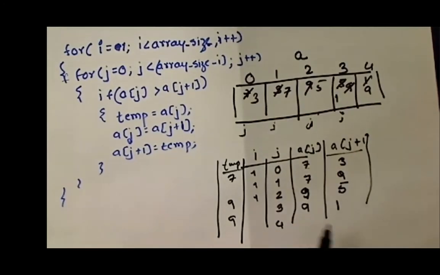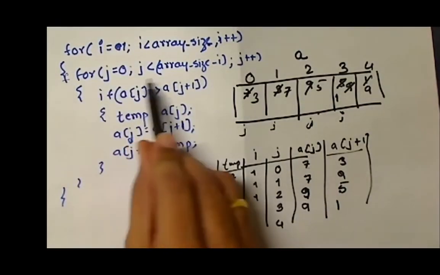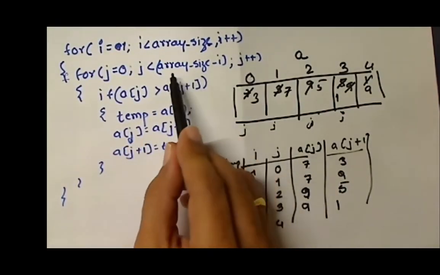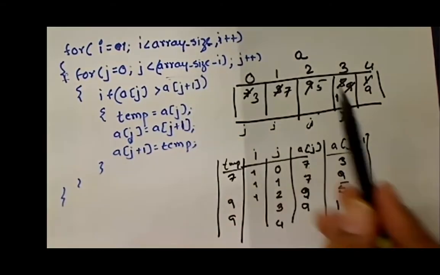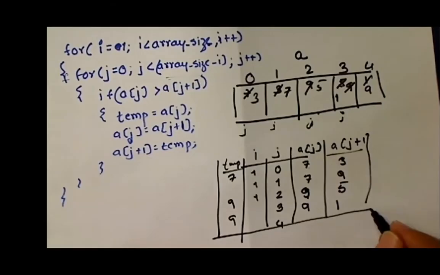j now becomes 4. The value of i for the first time is 1. And we are saying till j less than array size minus i. Array size is 5. 5 minus 1 is 4. Now the value of j has become 4. Is 4 less than 4? False. We have completed the first pass.